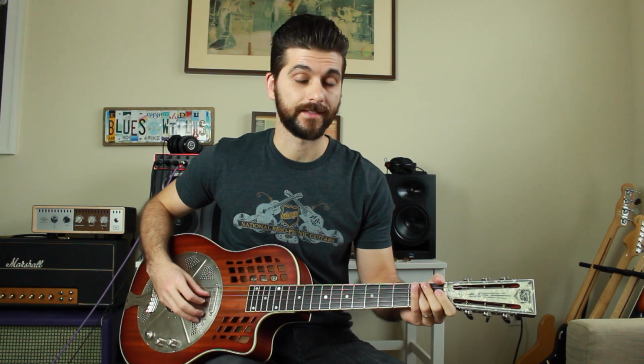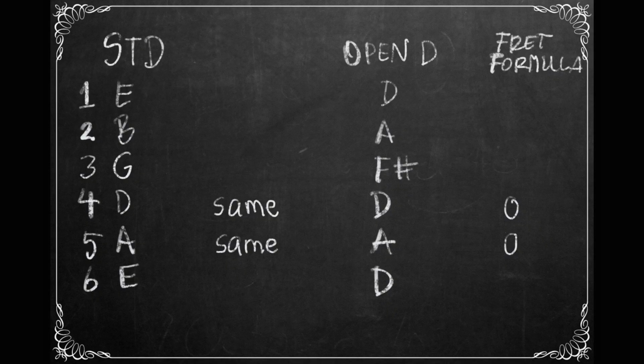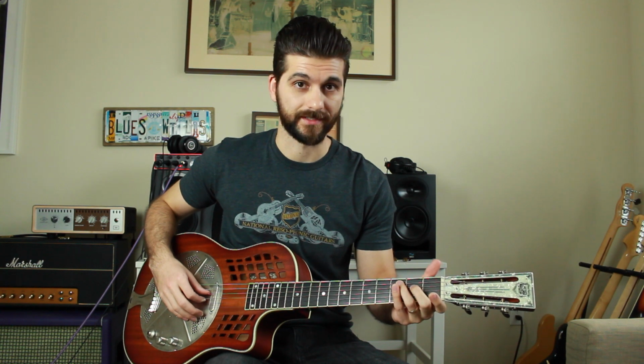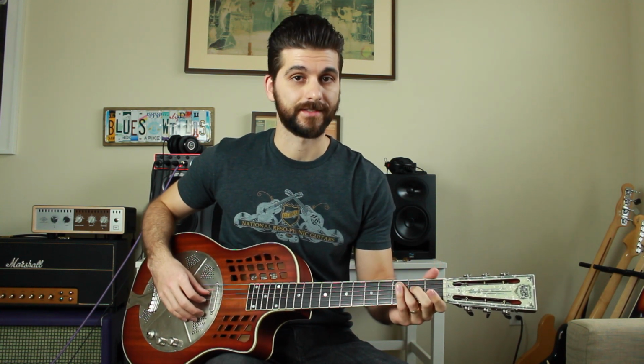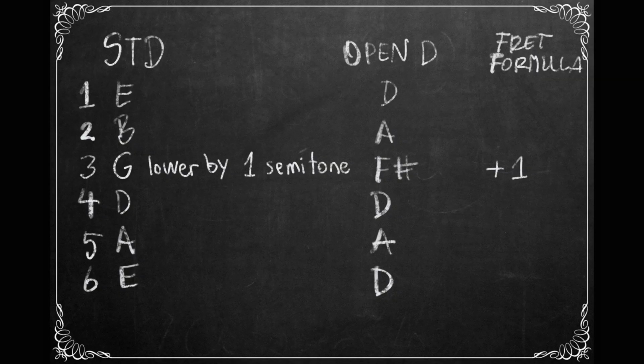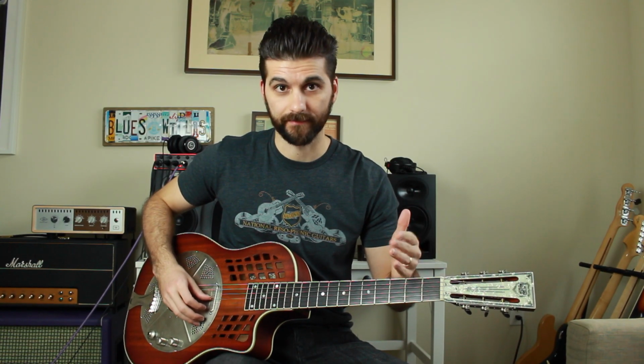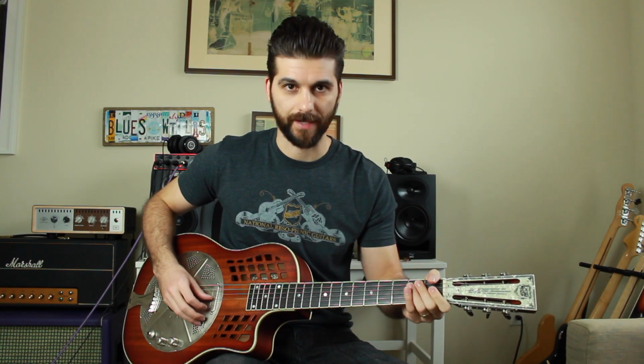The next strings are A and then D. Fortunately, these two strings are the same in both tunings, so no changes in the shapes there. Everything you already know in standard will be exactly the same in open D. We tune down the 3rd string G to an F sharp. That means 1 semitone, so 1 fret. Everything on the 3rd string will move 1 fret higher or 1 fret to the right.